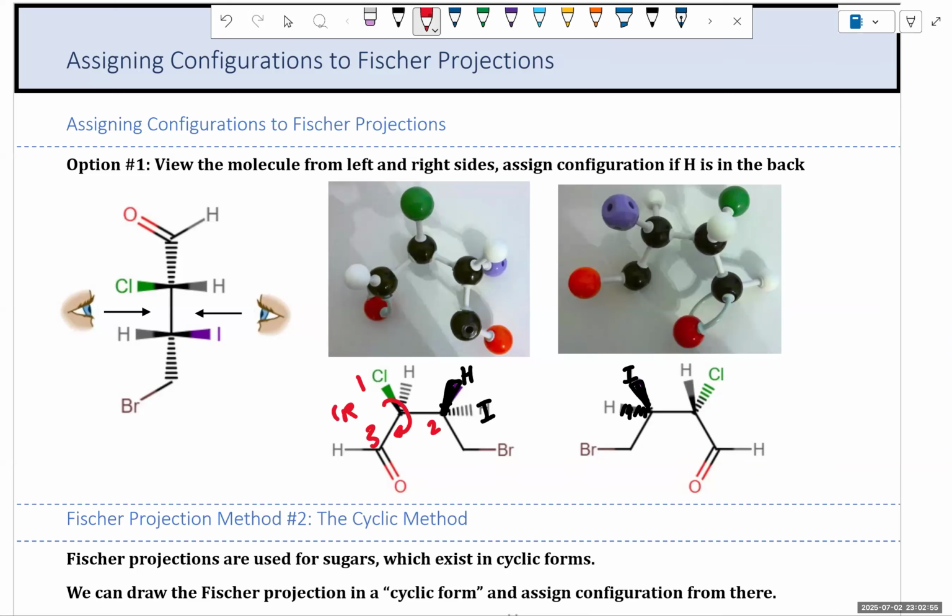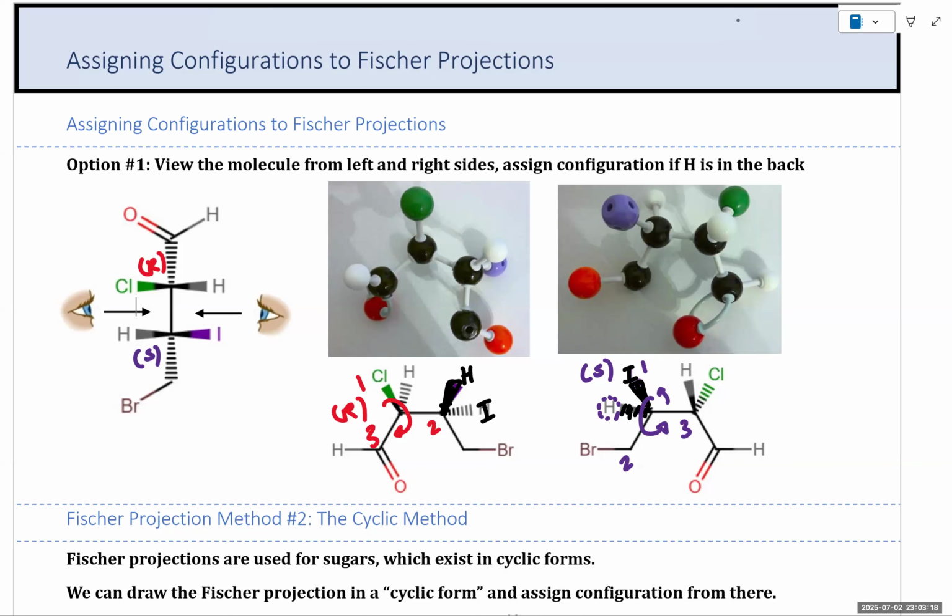Hydrogen's in the back, so this first stereocenter would be R. To tackle the second stereocenter, we need to have the hydrogen in the back, the iodine's priority 1, the alkyl bromide's priority 2, the alkyl chloride's priority 3. This is counterclockwise, so the second center is S. So this gives us the configuration of R followed by S. So as you can see, why do we need to consider both views? Because sometimes both views are necessary.